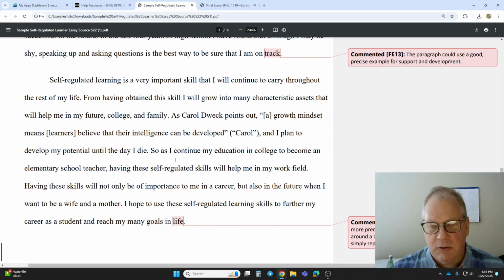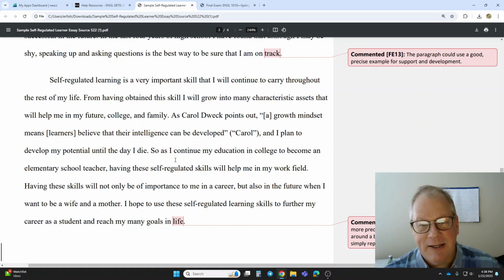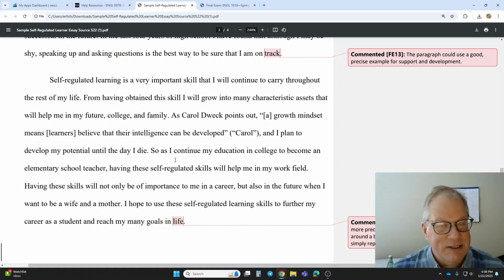Then you want to get into a concluding paragraph. Do not repeat your thesis statement in the concluding paragraph. Don't repeat your profile points. I get it. You gave the three points in your thesis. You spent a paragraph on each one. I get it. Tell us how being a self-regulated learner is going to maybe help you in your future college studies, in your career, in your personal life.